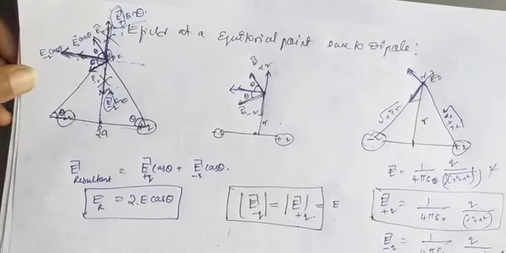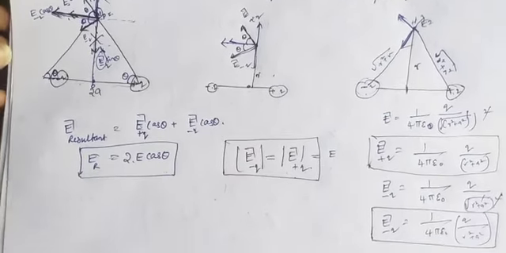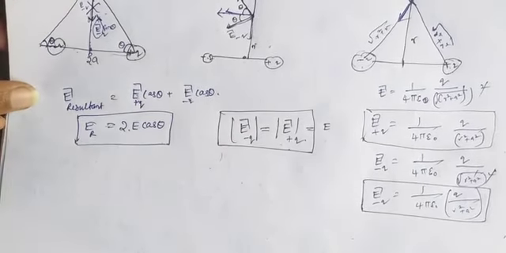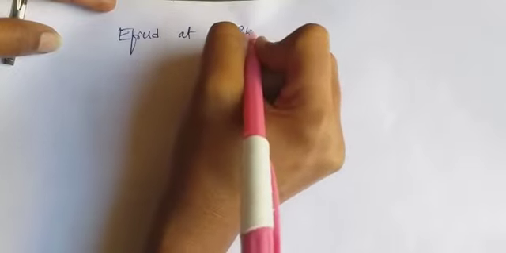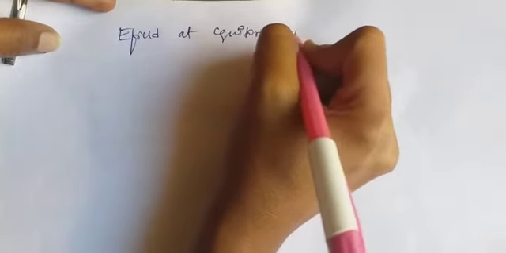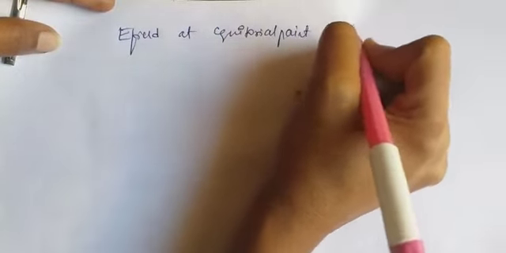Here we have to write something, that is, electric field at an equatorial point due to a dipole.